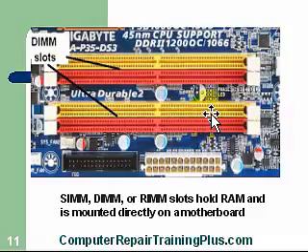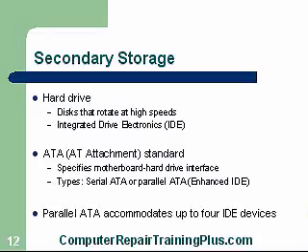Secondary storage, again, the hard drive. Disks that rotate at high speed, they're mechanical devices, old, antiquated technology being replaced by today's new digital drives. ATA is one of the technologies used. There's also a newer technology called SATA. Parallel ATA accommodates up to 4 IDE devices.